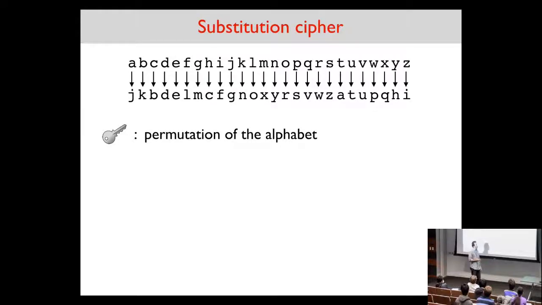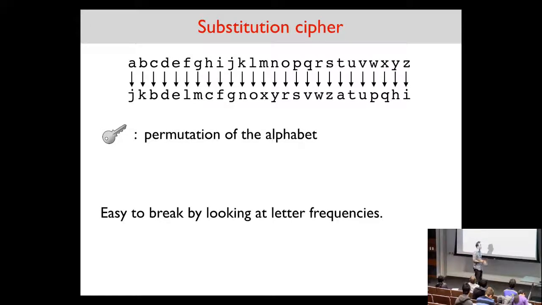Okay, there's more sophisticated versions, I guess. Substitution cipher. So this time it's not like the letters are shifted by some number. This time you take any permutation of the alphabet. Okay, it can be any permutation. And still, this is easy to break. Why is it easy to break?